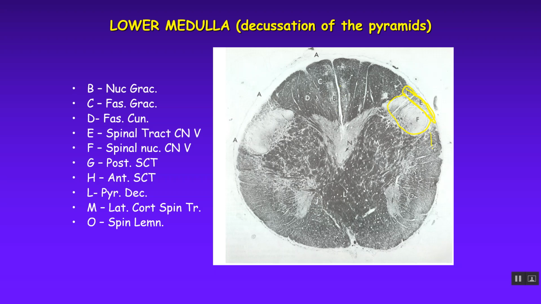G, right here, this area right here is the posterior spinal cerebellar tract. And H, just in front of it, is the anterior spinal cerebellar tract. Those are going to be going up and eventually going into your cerebellum via the inferior cerebellar peduncle, is where they're going to go and terminate.